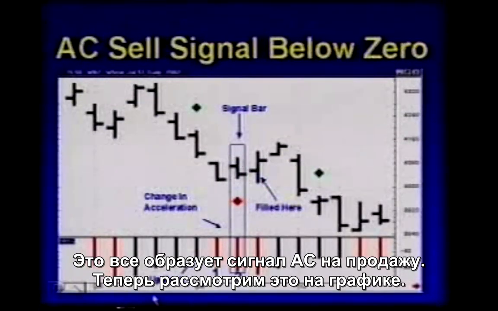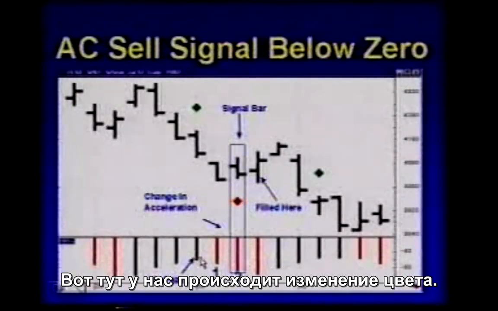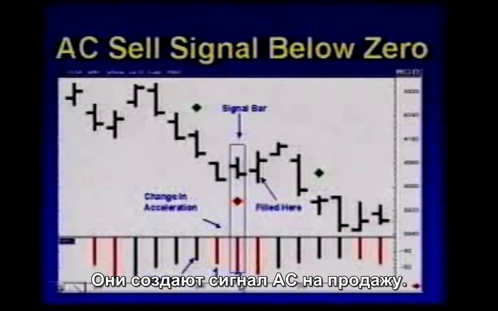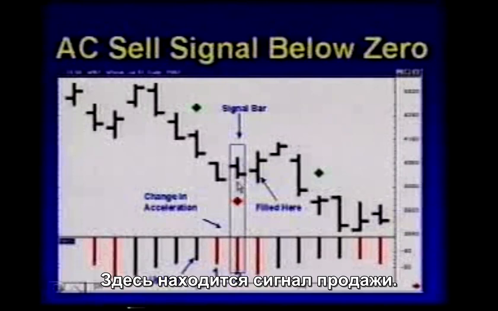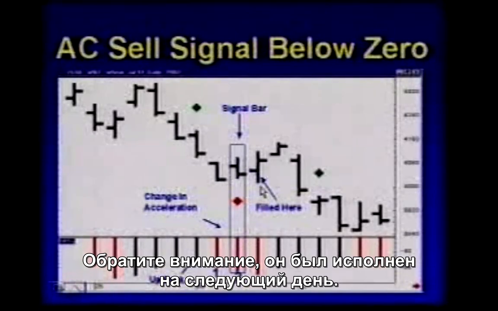Now we're going to take a look at it on the chart. The AC, you see acceleration has increased. So you have your change in color here. The next two bars are lower lows, consecutive red bars. Those create the AC sell signal. This is where the sell signal is. One tick below the low would be your sell stop. And notice that was filled the next day.